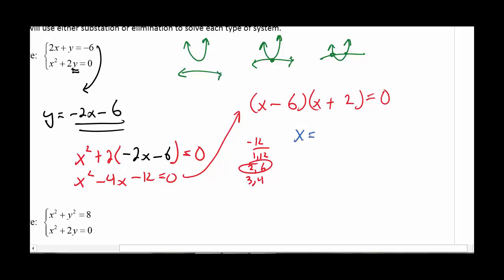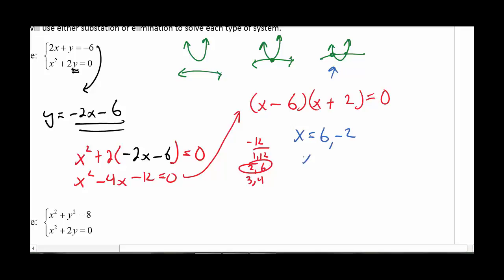And I should get positive 6 and negative 2. Okay, now at this point, let's go back to what the possibilities were and think, what have we just shown? If I've got two x values, that means it must cross this parabola twice. So I am looking at this third case here, which is all fine and dandy, but I just need to solve for y at this point.